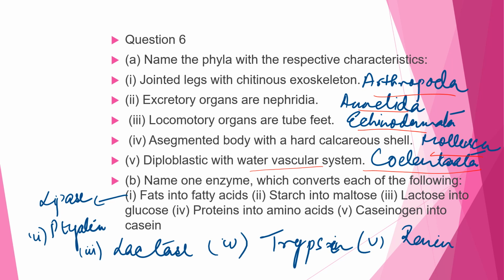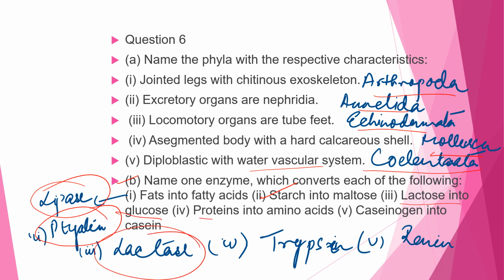Now next one is name one enzyme which converts each of the following. Fats into fatty acids, lipase is converting. Next is starch to maltose, ptyalin is converting. Lactose to glucose, lactase is converting. Proteins to amino acids, trypsin is converting. Caseinogen into casein, renin is converting. Is it clear? So lipase, ptyalin, lactase, trypsin and renin are the enzymes which are converting one element to another one.